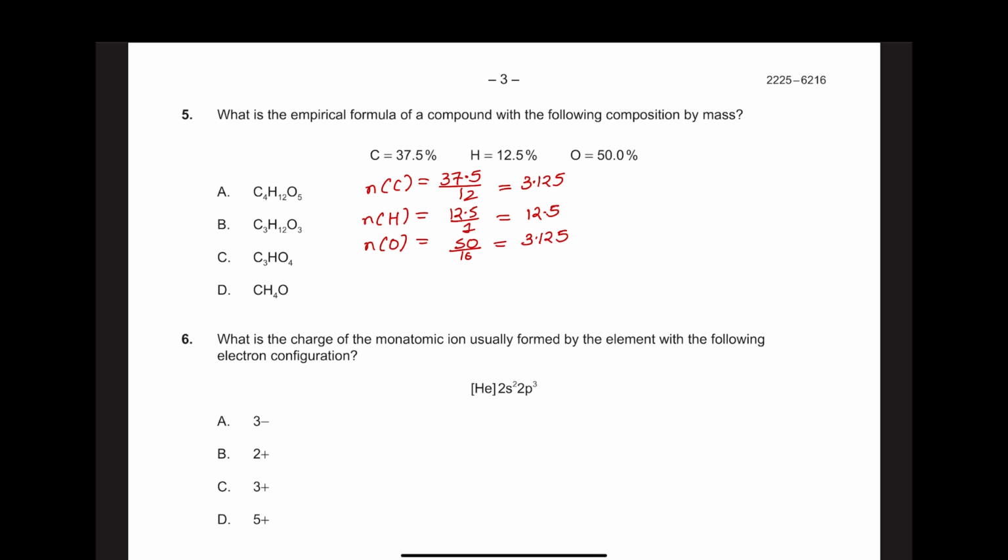Now we have to take the simplest whole number ratio between moles of carbon, moles of hydrogen, and moles of oxygen. 3.125 is to 12.5 is to 3.125 again. Now we'll divide all these three numbers by the smallest number, which is 3.125. When you divide everything by 3.125, you'll get 1 is to 4 is to 1. So your empirical formula will be CH4O, which is option D.